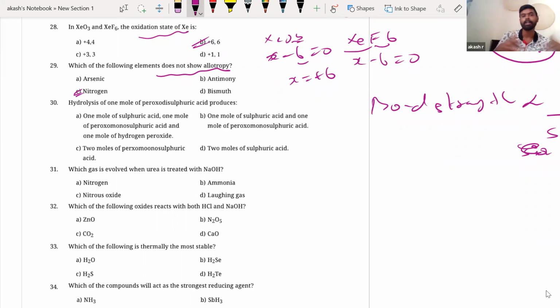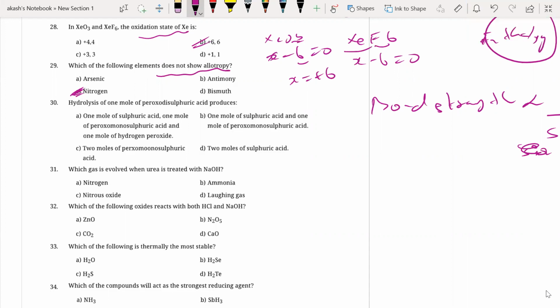Allotropy means what? Same element, but in different physical forms. Like for carbon, carbon can be graphite, carbon can be diamond, carbon can be Buckminsterfullerene. Same way for phosphorus also: white phosphorus, red phosphorus, black phosphorus. But nitrogen doesn't have anything like that. Okay, nitrogen doesn't. Yeah, go on.